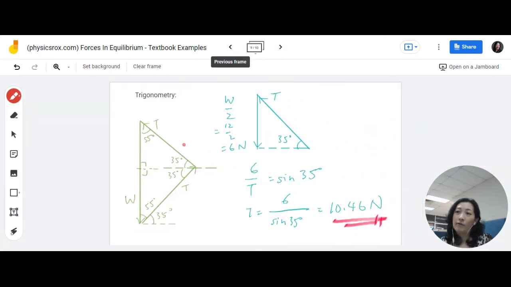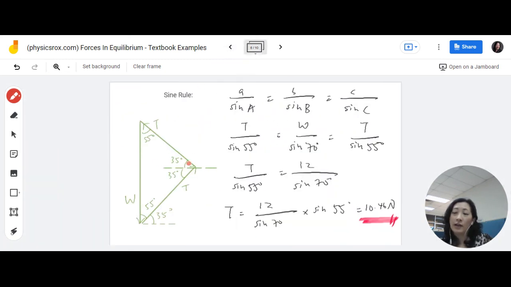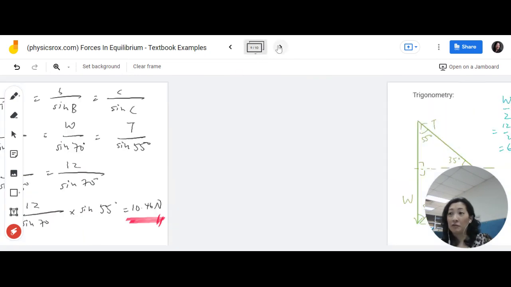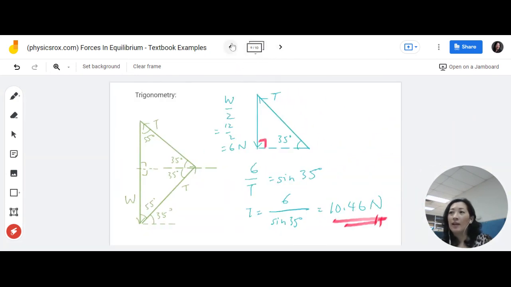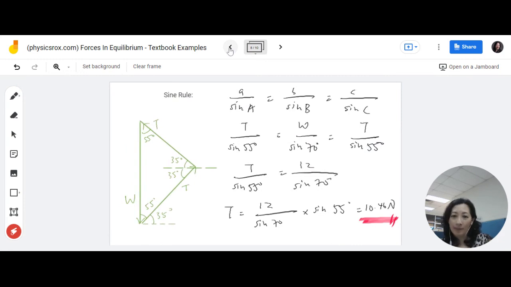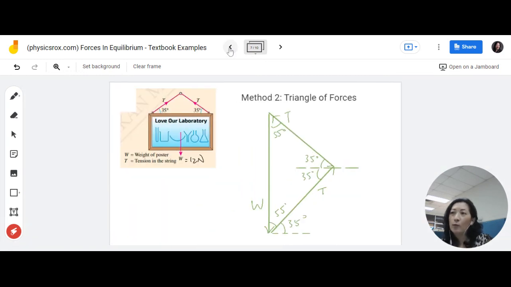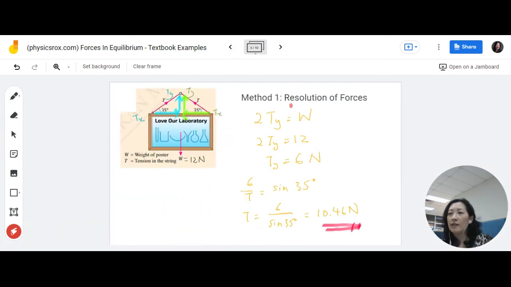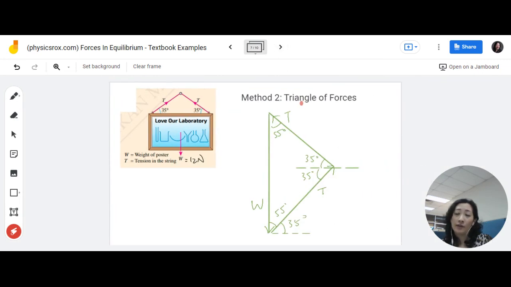Now, remember, you can only use this method if it's a right angle triangle. If the triangle is not a right angle, like in this case, you can't use sine, cos, tangent. Instead, you can use the sine rule or find a way to create right angle triangles. Now, there is no one way that's better than another. You can look at the situation and find which method works for you. If you find that the resolution of forces makes more sense, go ahead and use that. If you find that the triangle of forces makes more sense, use that instead.